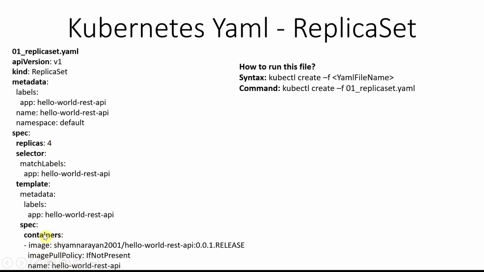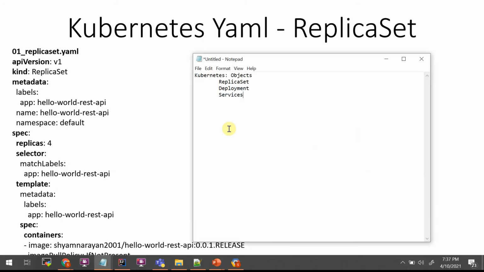So you need to tell the containers which containers you want to replicate and what is the count. These are two things that you need to remember in a replica set. So just to go back then, if you look at these are the various objects. I think first let's look at the replica set.